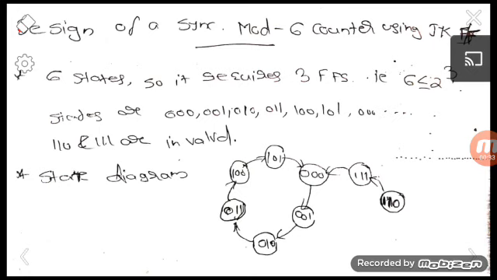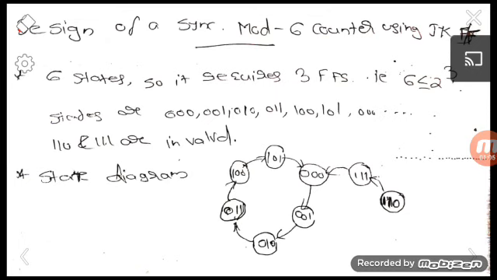Using a 3-bit counter, that is, using 3 flip-flops, we can count from 000 to 111. So a total of 8 counts are possible, that is, 8 states, from 000 to 111. So we can call it a mod 8 counter. But suppose we are asked to design a synchronous mod 6 counter.